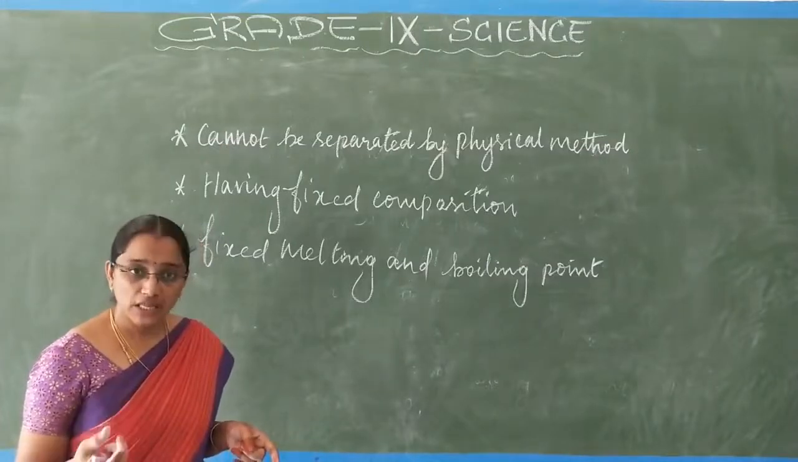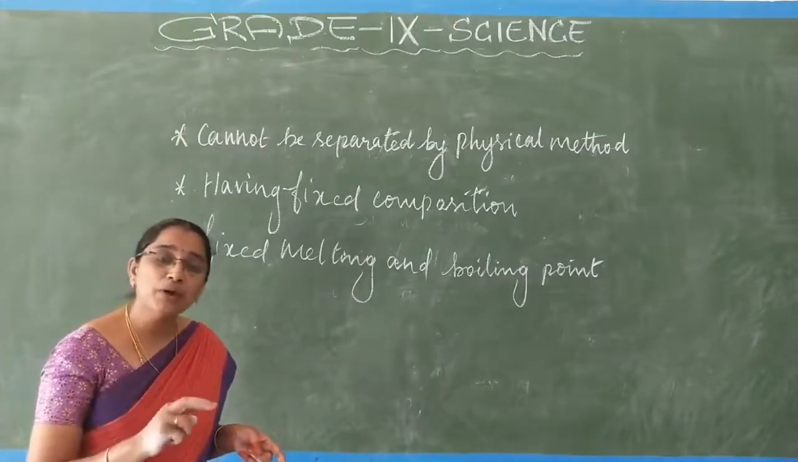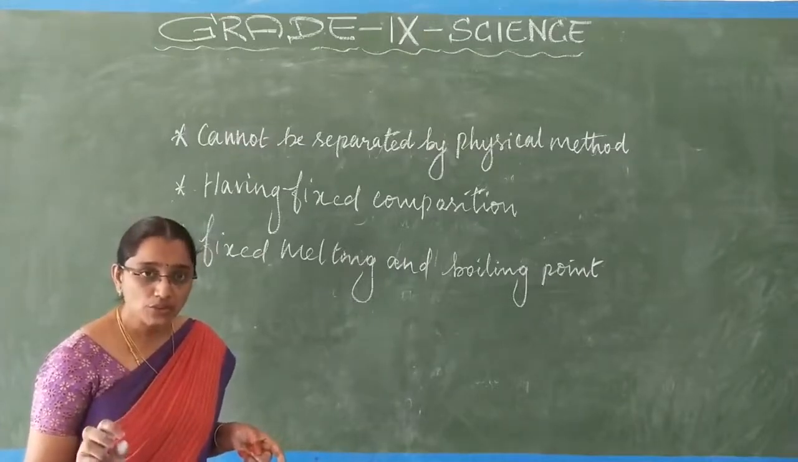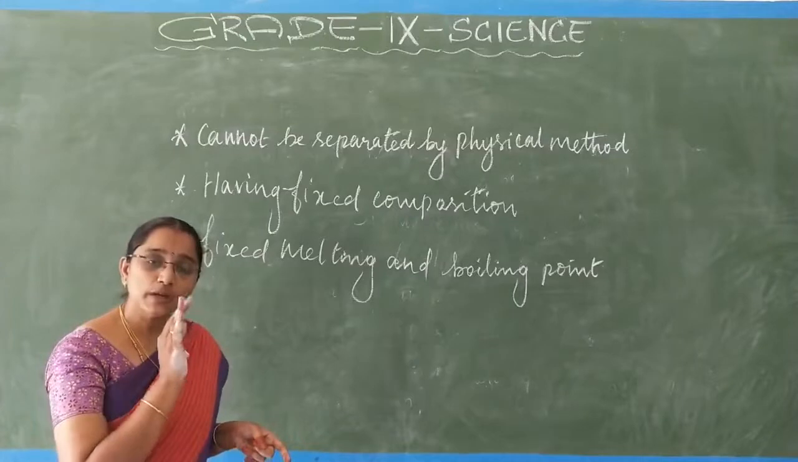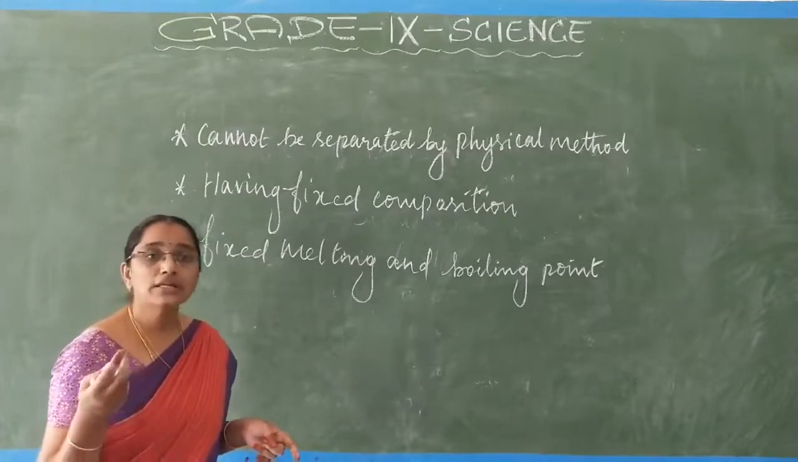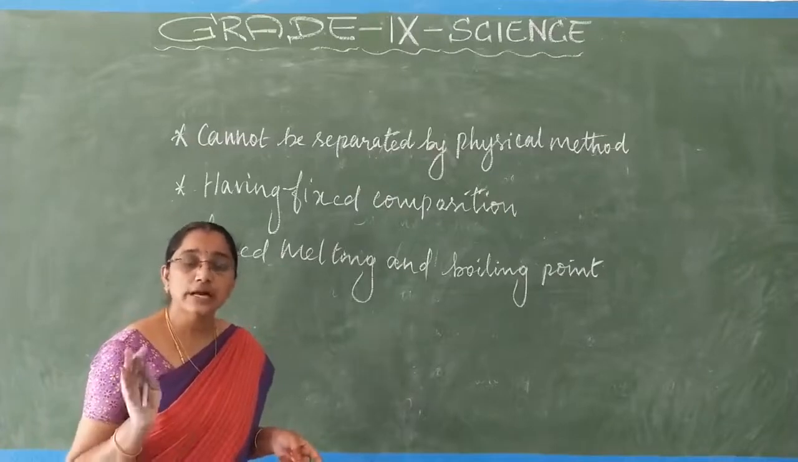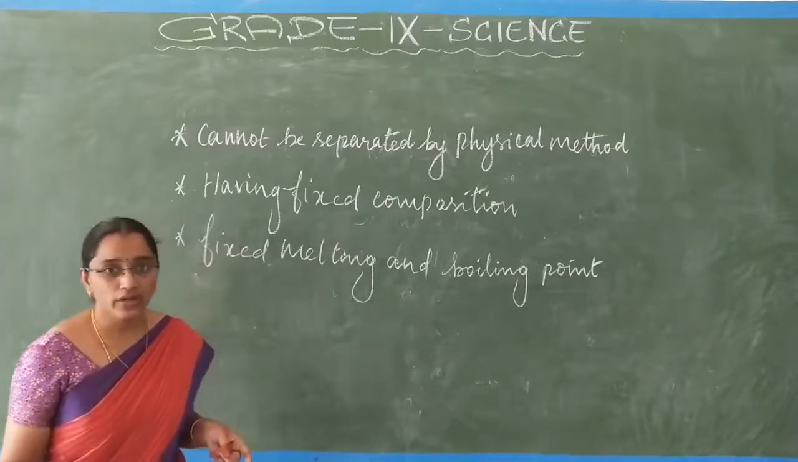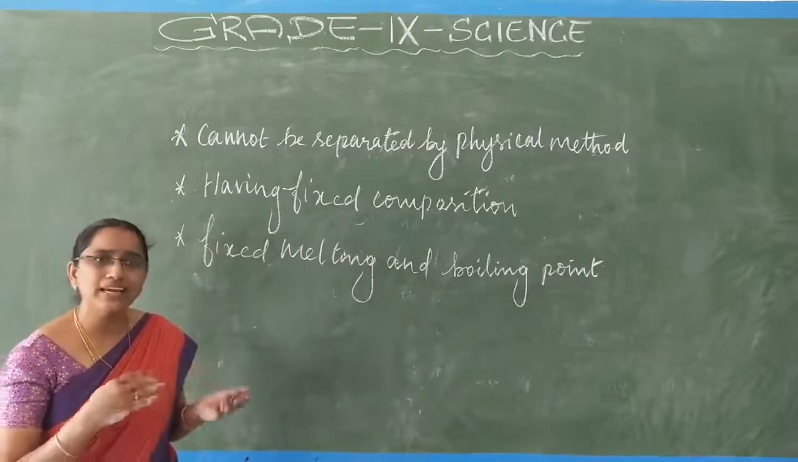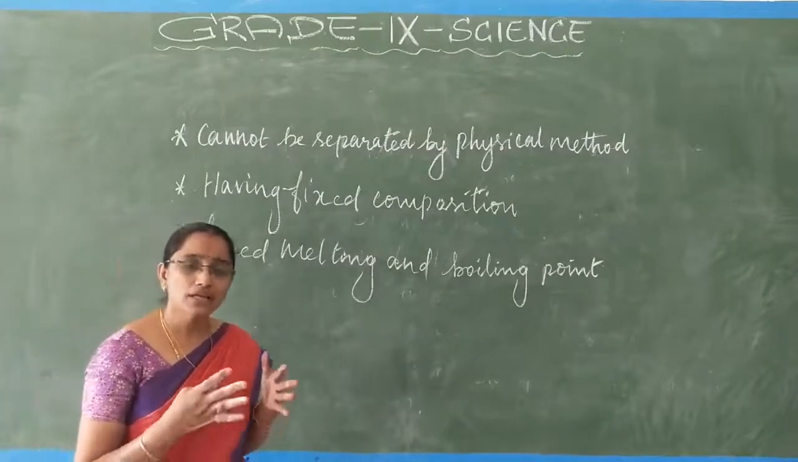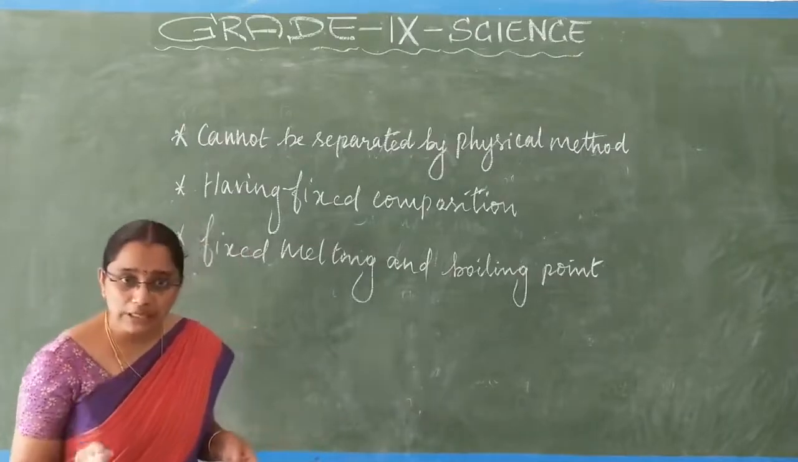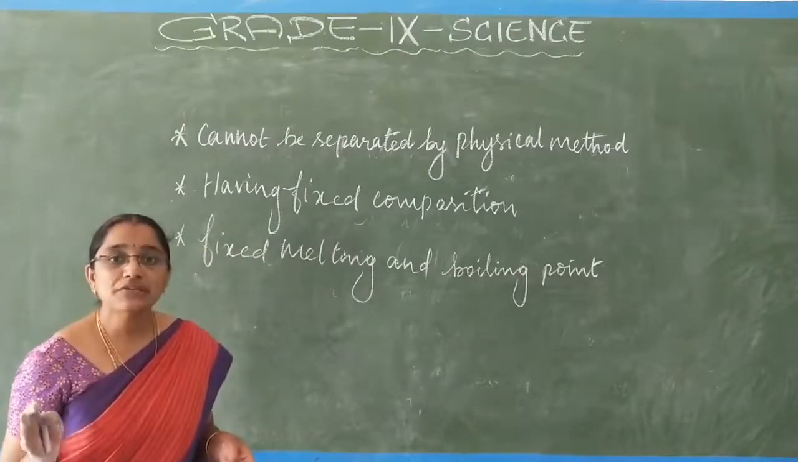If I have mixed anything into that water, its melting point and boiling point may vary. But if I don't mix anything into it, its melting point is 0 degrees Celsius, and its boiling point is 100 degrees Celsius wherever I boil it. So if I have mixed anything, the melting and boiling behavior may change. But if it is pure, definitely it has a fixed melting point as well as a fixed boiling point.